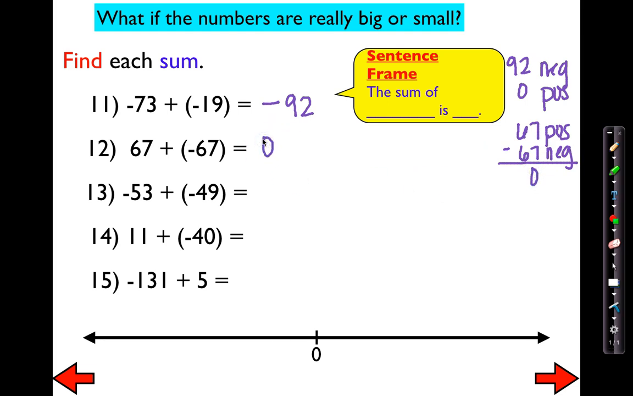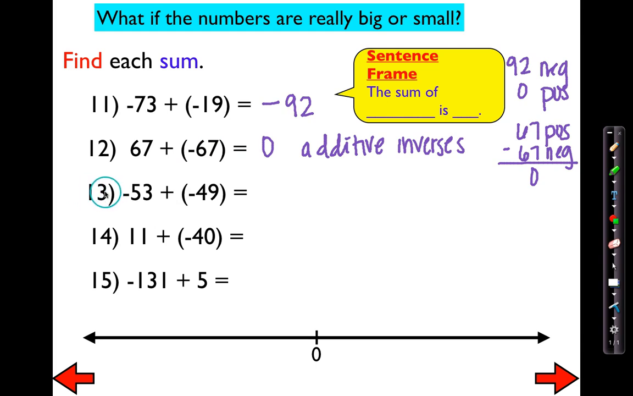Now, let me ask you this. Do you remember what these numbers are called? Hopefully you remember they are called additive inverses. Why? Because there's two numbers in which the sum of the two numbers is 0.